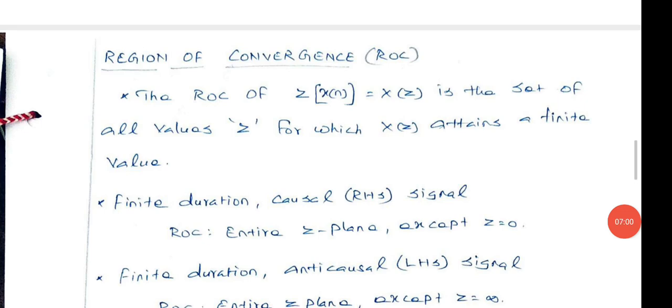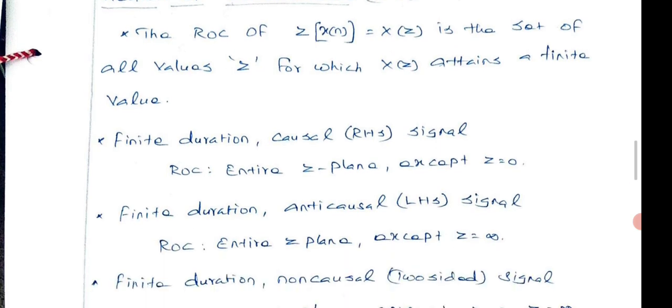Next, we are going to see about region of convergence, that is ROC of X(z). The transform of x(n) is X(z). We are going to find the ROC of X(z), that is the set of all values of z for which X(z) attains a finite value. All values of z for which X(z) attains a finite value, that is called ROC. Here are some conditions for ROC, that is, properties of ROC.